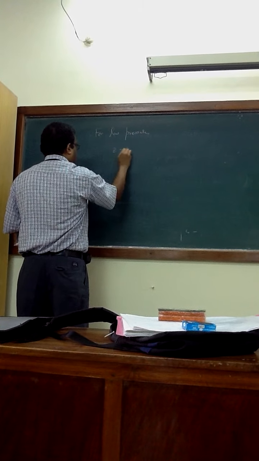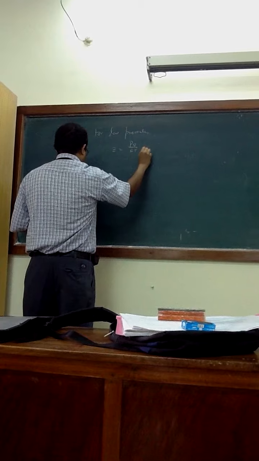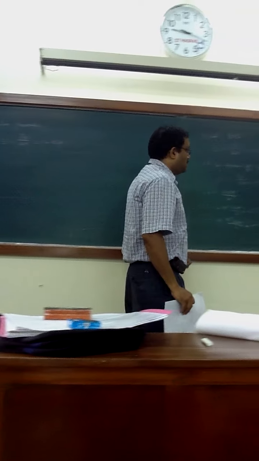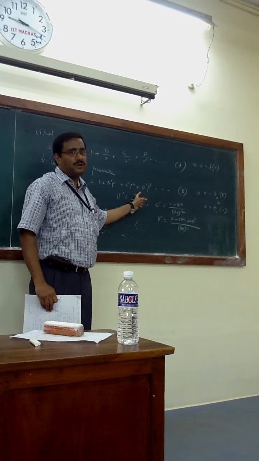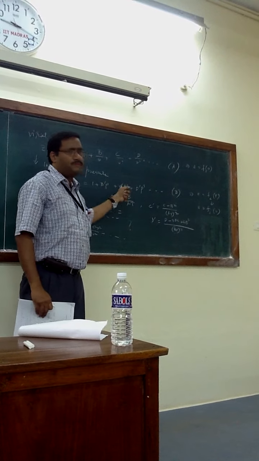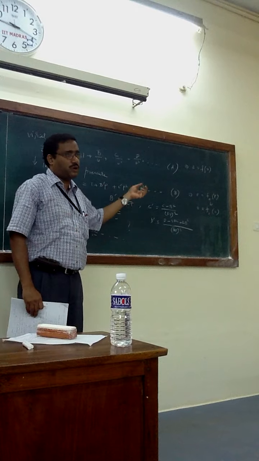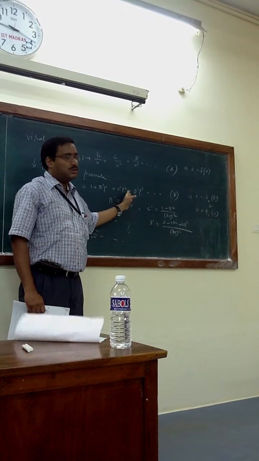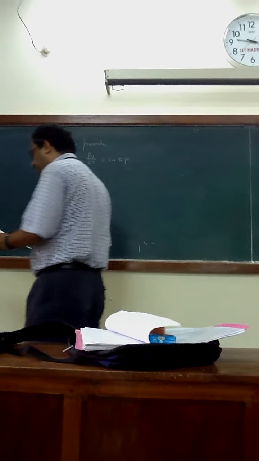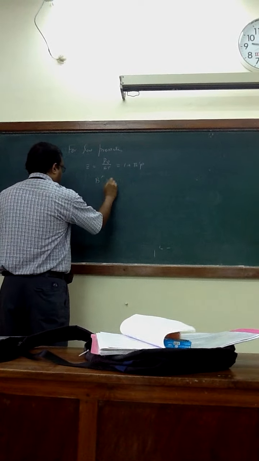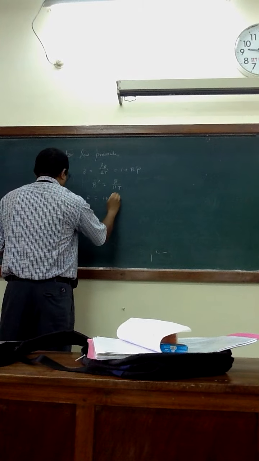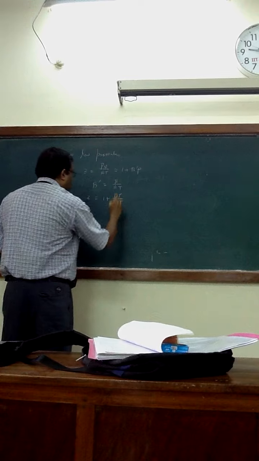For low pressure, we have Z equals PV by RT, which is 1 plus B prime P. Remember that for low pressure, if we take P to 0, the higher order terms will go to 0. Because for example, for pressure 0.1 or 0.01, P square will be 0.01 to the whole square, that means 10 to the minus 4, and that will be 10 to the minus 6. So all will be going to 0 except that linear term. And we know that B prime equals B by RT. So Z equals 1 plus BP by RT.